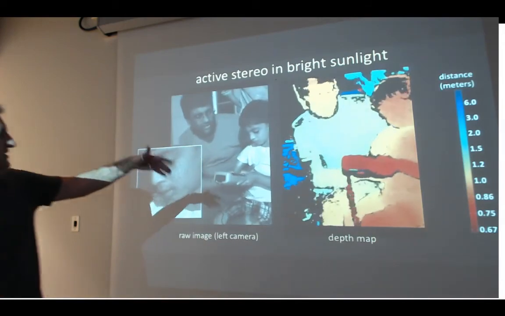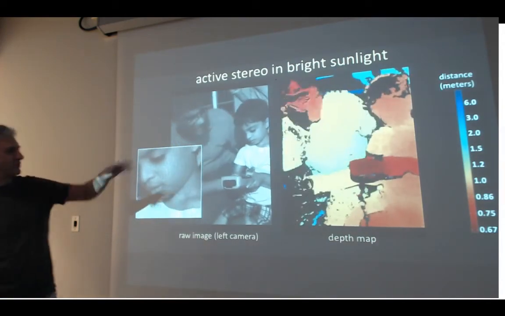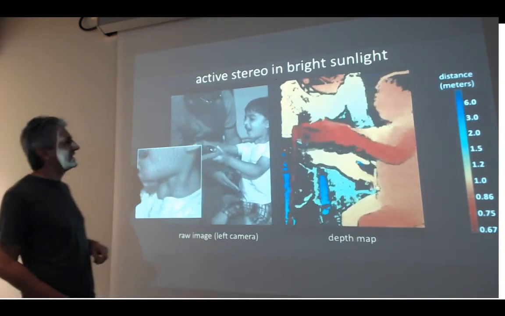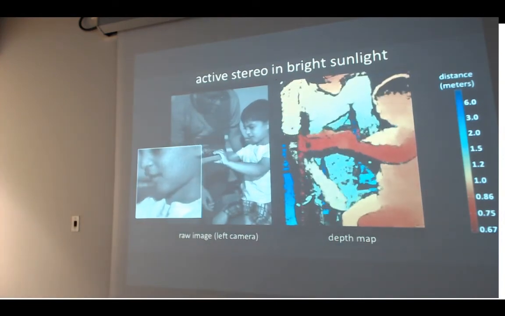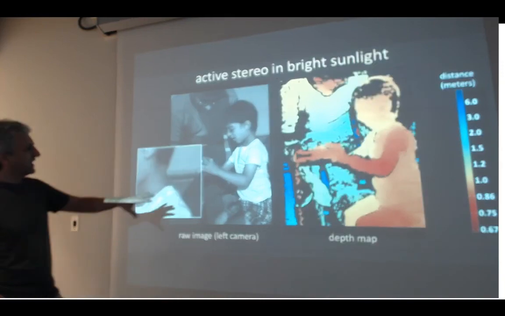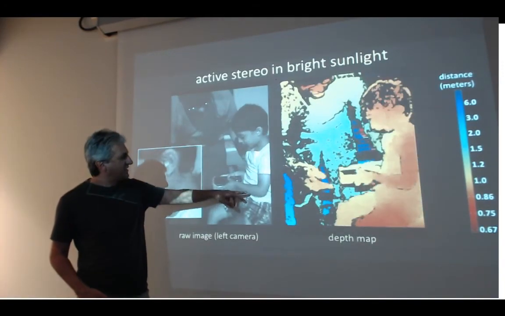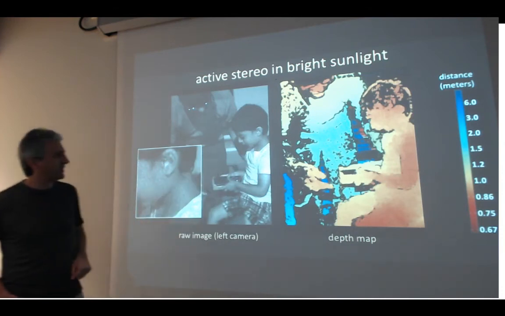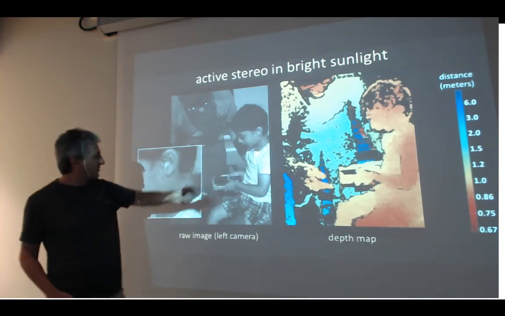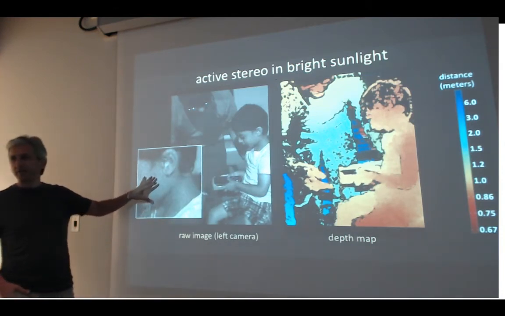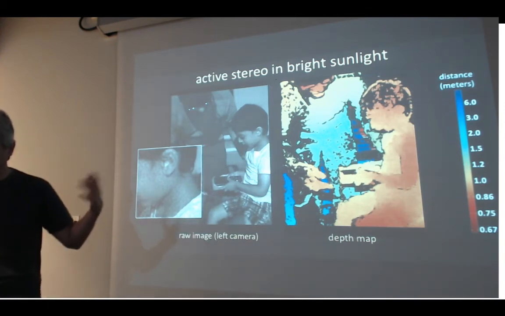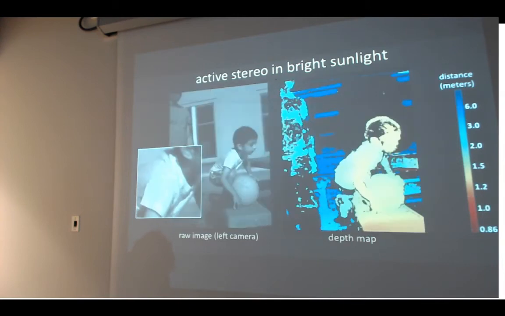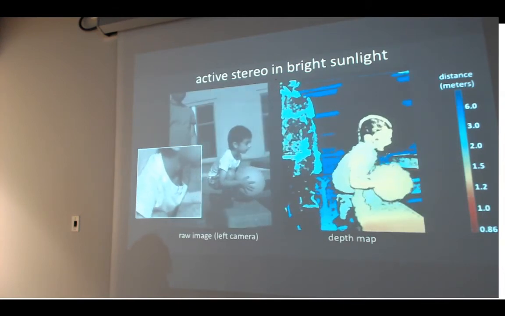Oh, and here are some examples. Again, this is sort of live imaging now. The color code here corresponds to distance. Again, this is in bright sunlight. You will notice in the camera that you're seeing this very high frequency pattern on the blouse of the kid and on the face. This is all coming from the projection that we provide. So that gives us a lot of structure that we can use for computing depth. Here's another example of that.